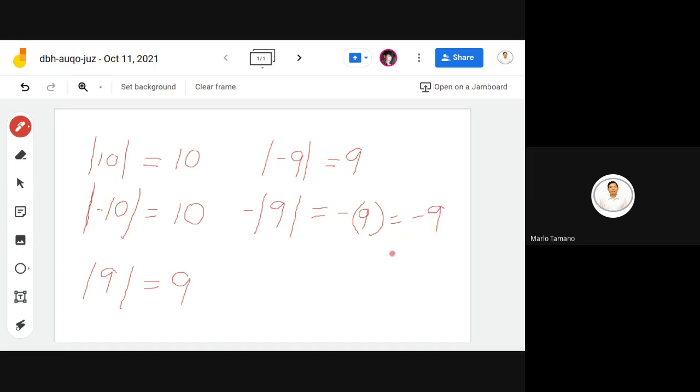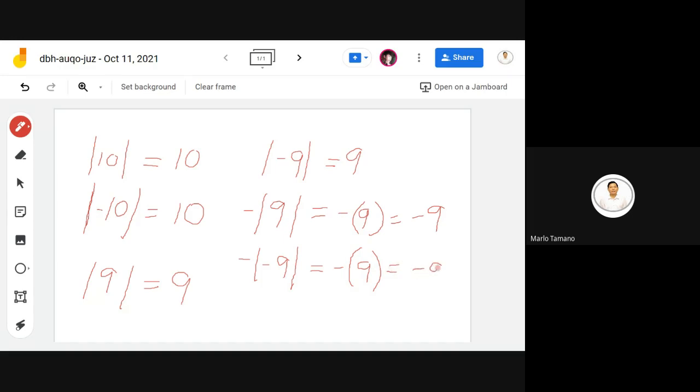Sir, pwede ka bang shortcutin? Negative 9 na kaagad? Opo. But the idea is you have to multiply the negative outside of the bar to the absolute value of 9. That is negative times 9 is negative 9. Eh sir, paano naman kung ganito? Negative absolute value of negative 9. Do you think the answer is still negative? Opo. So negative outside times the absolute value of negative 9 is 9. Eh anong final answer, sir? Negative times 9 is negative 9.